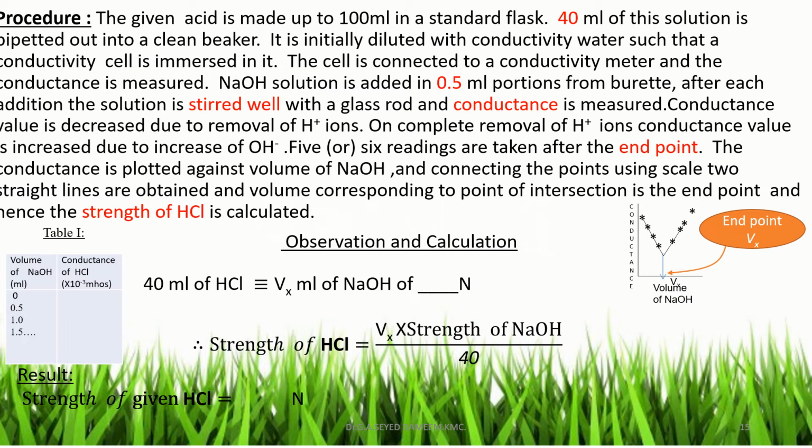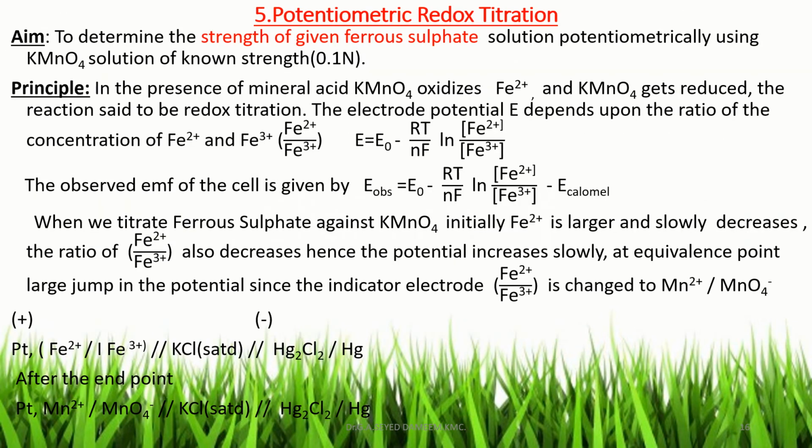And also here the tabular column and the calculation part, the nature of the graph is also given, and the result of the experiment: strength of given HCl is equal to dash normality. Next experiment, potentiometric redox titration.